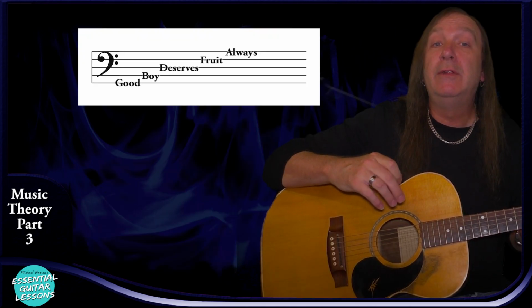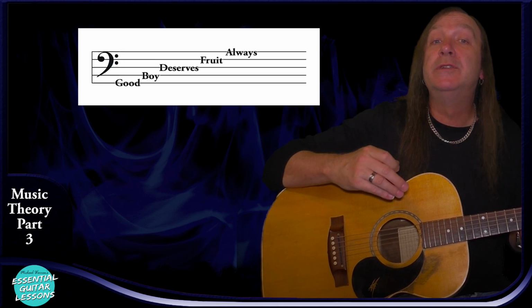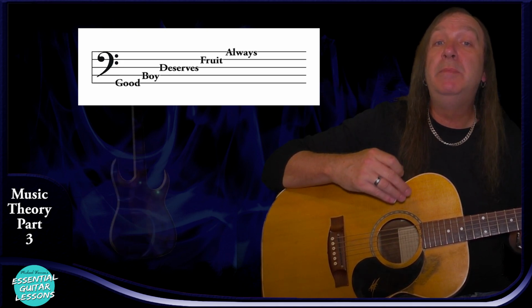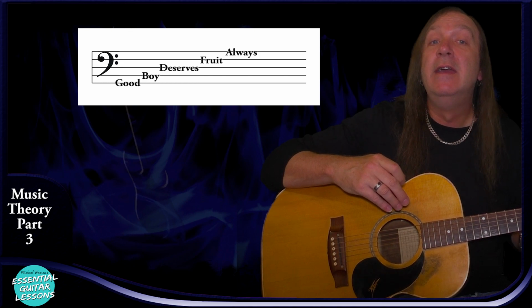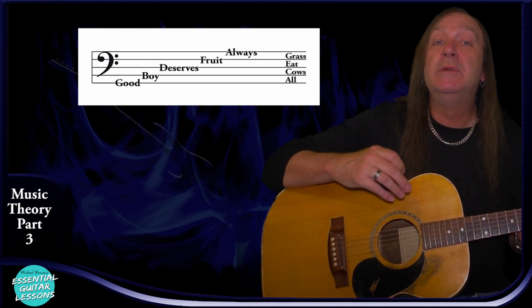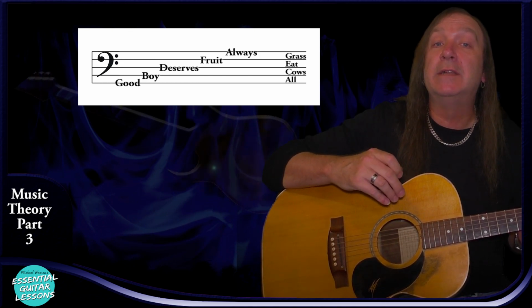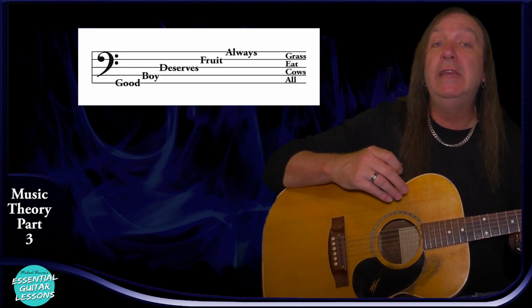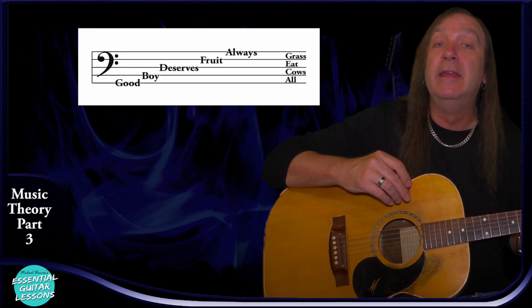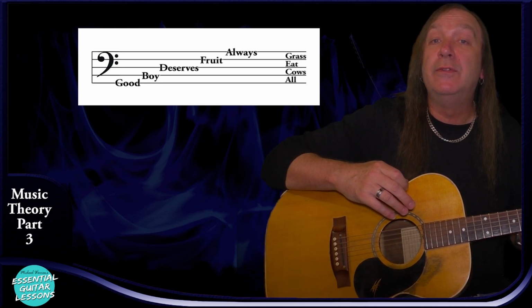So let's quickly have a look at the bass clef as well, and this is written under the treble clef. Now the notes for our lines are now good boys deserve fruit always, so G, B, D, F and A. And in between the lines we have all cows eat grass, so A, C, E, G, and that's in the spaces there. So now let's have a look at some notes for those.